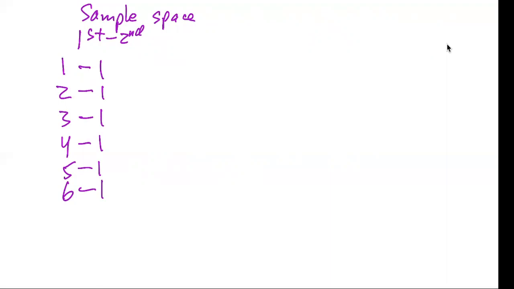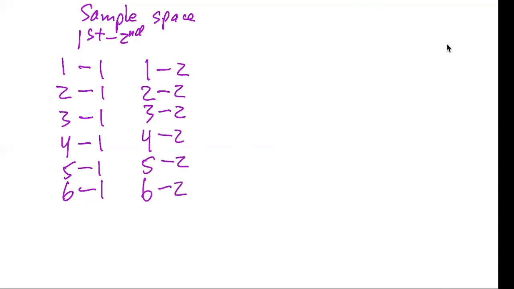You could do this the other way. You could flip it as well. So now the first die can also be a 1, 2, 3, 4, 5, or 6. And the second one can be 2s. Notice we now have 12 because it's 2 times 6.